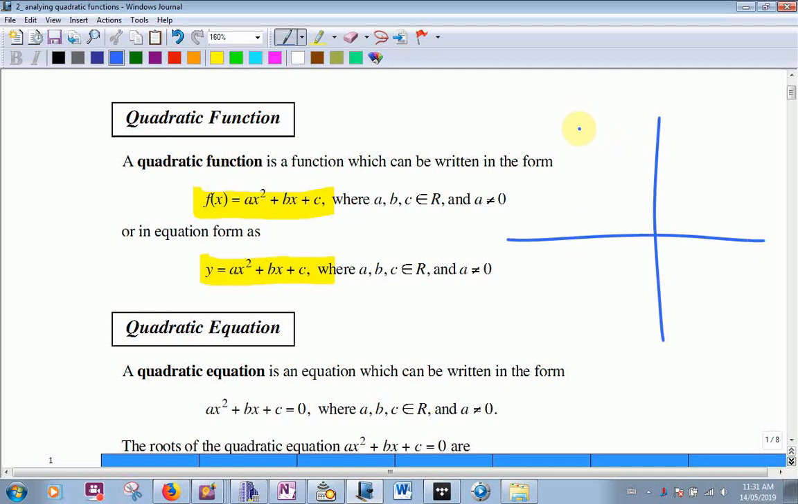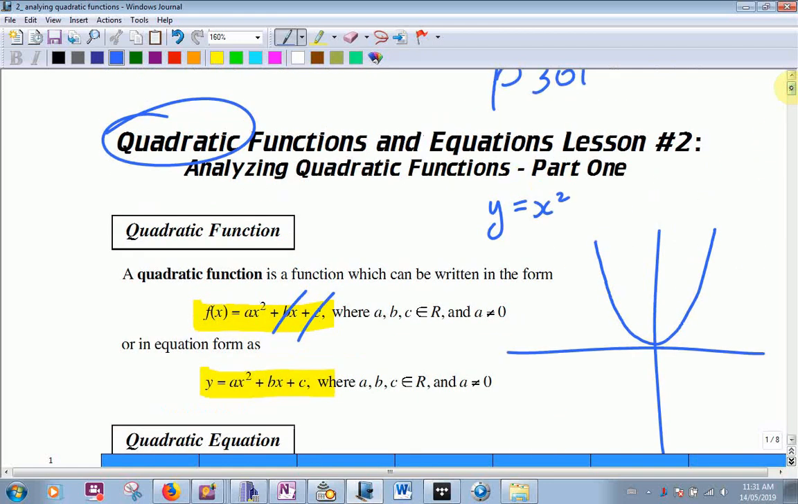Our most basic go-to quadratic is that if b is 0, if c is 0, and if a is 1, that's what it looks like. Okay? It's your most basic quadratic. This whole lesson, we're going to compare quadratics to that. We're going to analyze them. And this is in 2 parts.